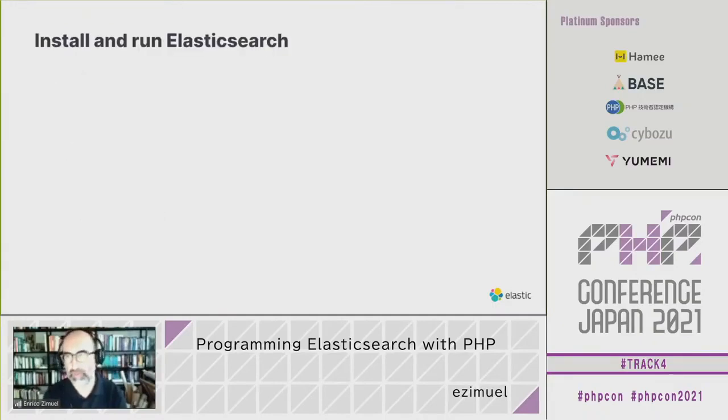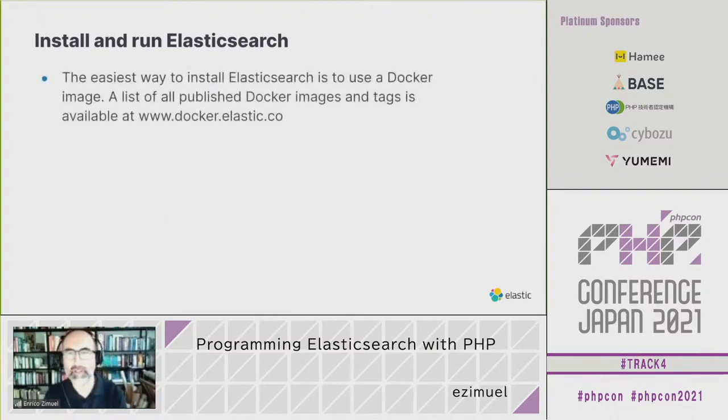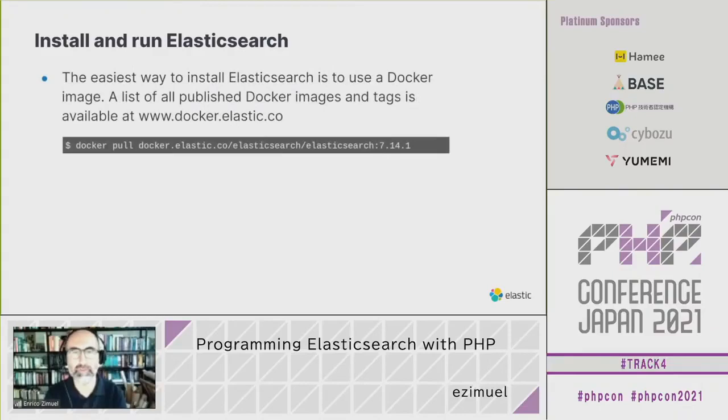Okay, but how can we actually install and run Elasticsearch? Very easy. We provide Docker images. So you just have to pull the version that you want to execute. In this case, 7.12.1, for instance. This is the Docker command, so pretty standard.